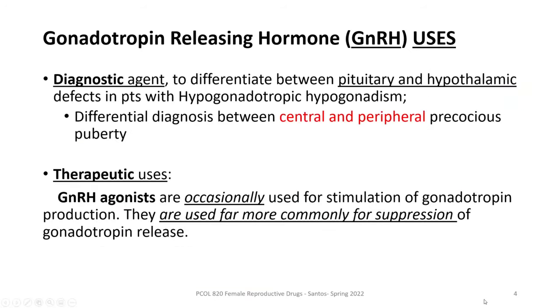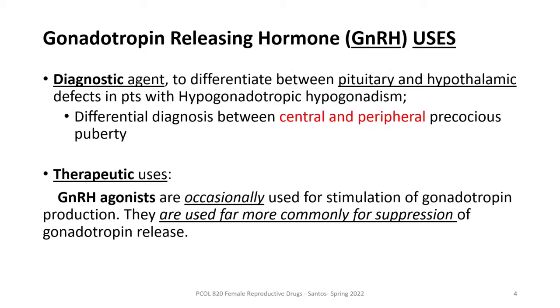So let's move along and start talking about the uses and indications of the gonadotropin releasing hormone, the hormone synthesized and released by the hypothalamus. GnRH has a diagnostic indication, to differentiate whether the defect in the patient is central or peripheral. If it's central, it will be at the level of the hypothalamus, and if it's peripheral, it will be at the level of the pituitary and the gonads. So it can differentiate the diagnosis between central and peripheral precocious puberty.